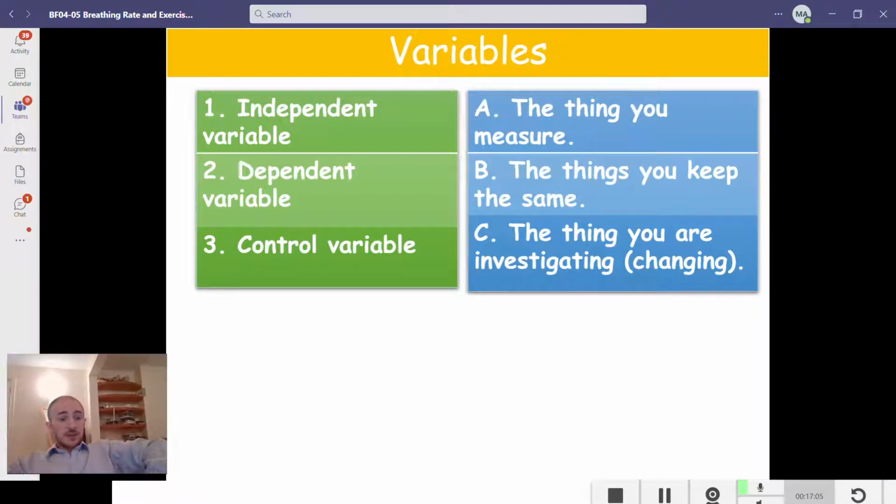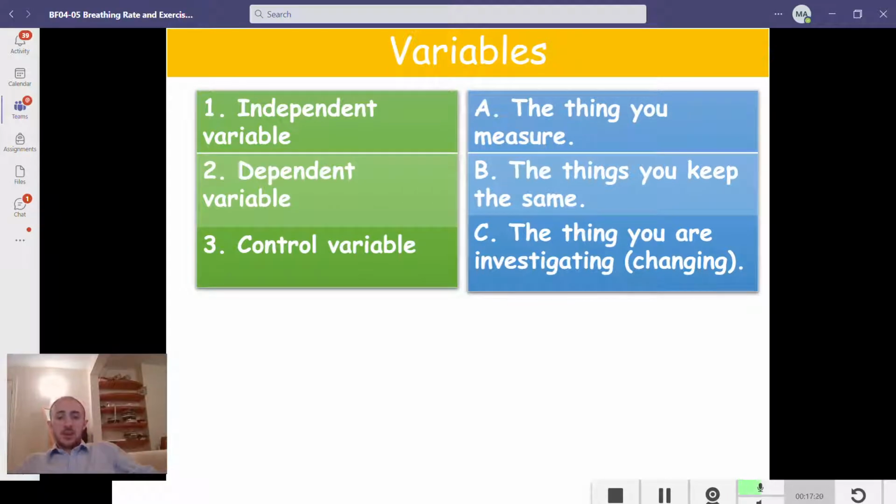For some reason at Key Stage 3, which is where you are, they love asking about this. And so you will see independent variables, dependent variables on tests. Almost every test has a question about this. So if you don't know the answer to this, then you will really struggle.